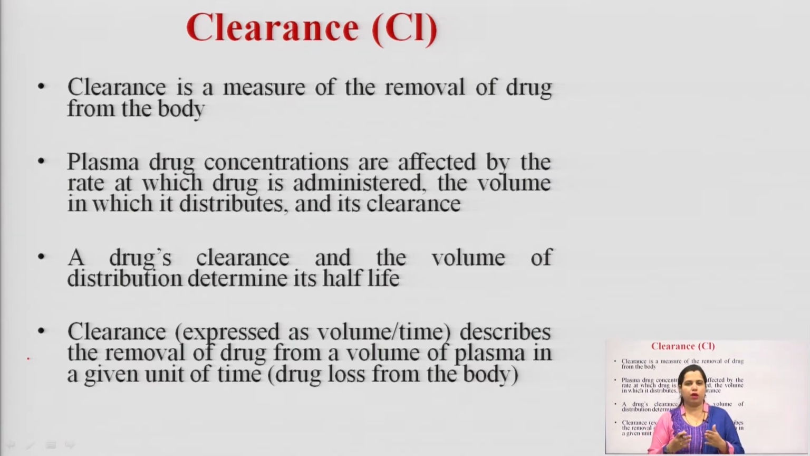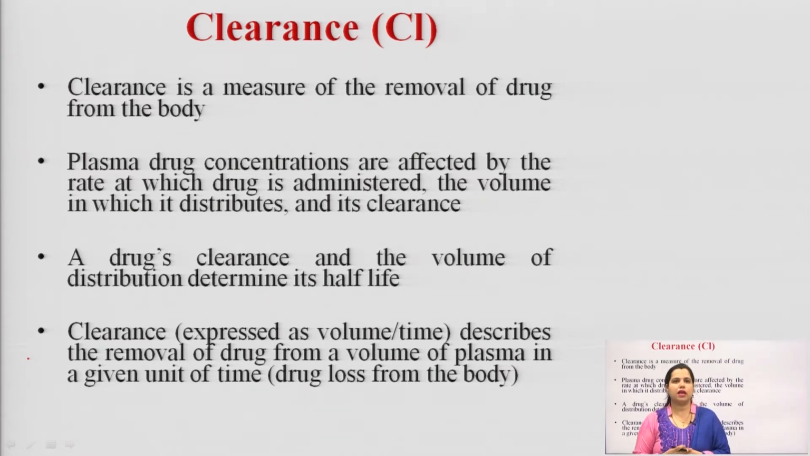the volume in which it is distributed, how much volume, meaning that we have discussed that we have several body tissues and fluids. So, once reaching systemic circulation, it is further distributing to body tissues, and how it is getting cleared from those body tissues and systems. So, a drug's clearance and the volume of distribution determine its half life. Yes, of course, it is correlated with the half life or T half of the drug.